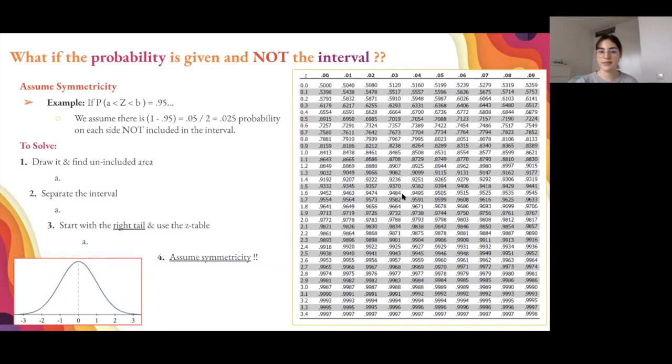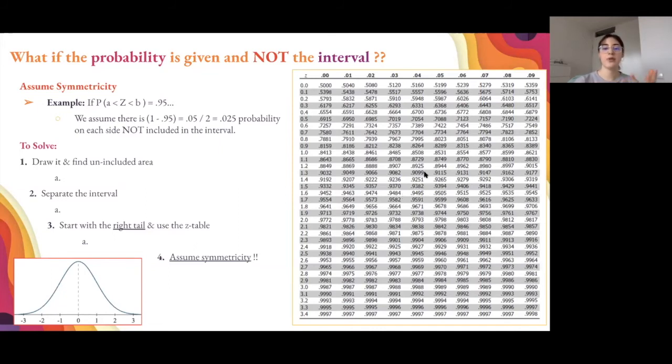So let's say in this example, we see that the probability that z is in between two values is 0.95. In this case, and in all cases actually, we assume that A and B are symmetrical. So they're the same exact value, except one is negative and one is positive. For example, if the probability was like 0.9 or something, and we found that the z-score on one side was equal to 2, that means the other side would just be negative 2, because we always assume that A and B are symmetrical to each other, except A would be negative and B would be positive of that number.